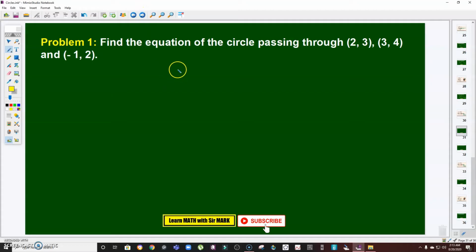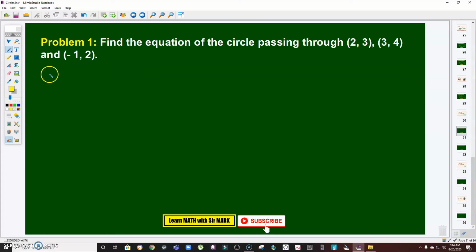Okay, here's the problem. Find the equation of the circle passing through the points (2, 3), (3, 4), and (-1, 2). As I mentioned in my previous videos, I discussed the standard and the general form of the circle. Since these three points are on the circumference of the circle, meaning none of them is the center, what I'm going to use is the general form.